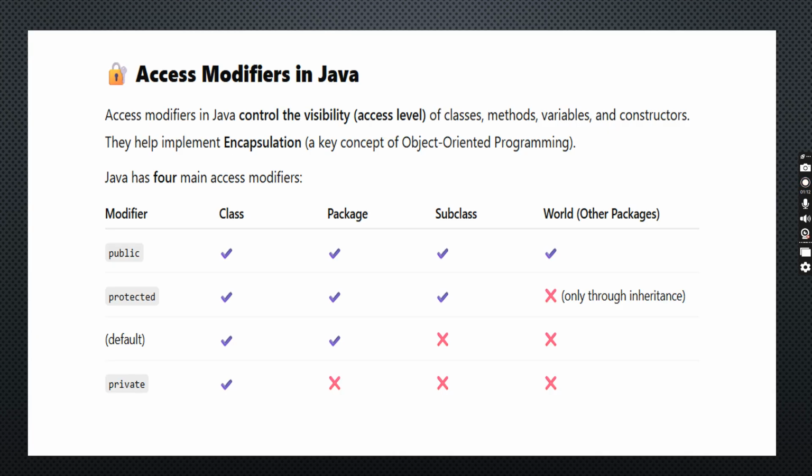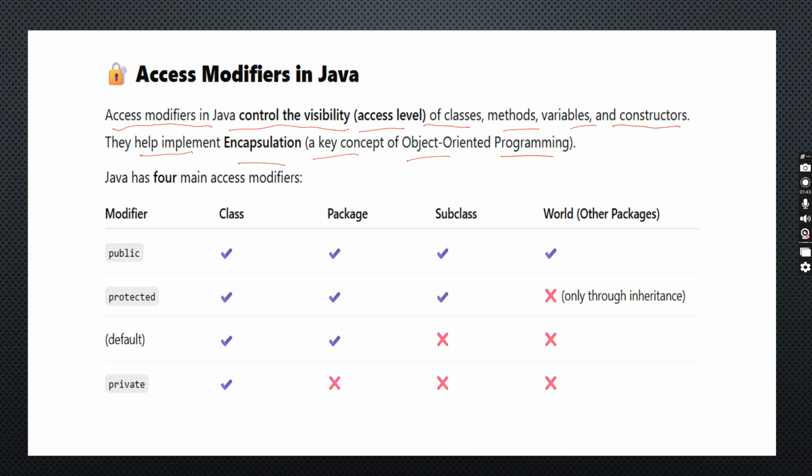So we see what an access modifier is. Access modifiers in Java control the visibility and access level of classes, methods, variables and constructors. They help implement encapsulation, a key concept in object-oriented programming. So, what is an access modifier? An access modifier controls the visibility of classes, methods, variables and constructors.